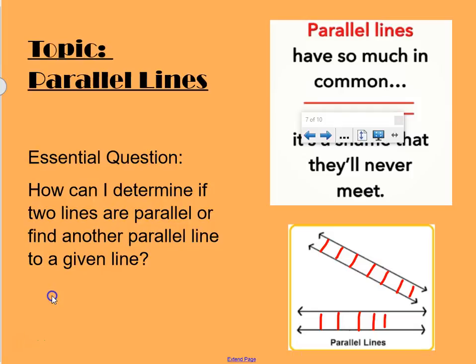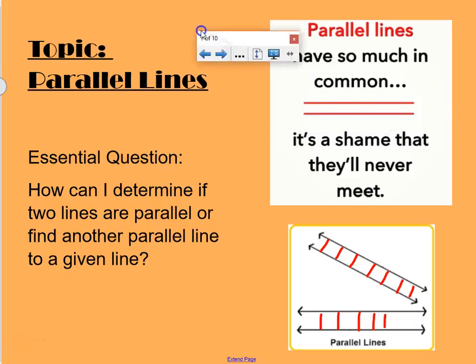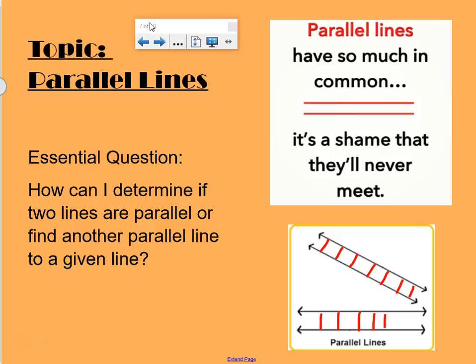Today our topic is parallel lines. So our question of the day is, how can I determine if two lines are parallel or find another parallel line to a given line? Parallel lines are lines that never touch. They look like these right here. They kind of remind you of railroad tracks. So they're lines that never ever touch. They're equal distance apart from each other.